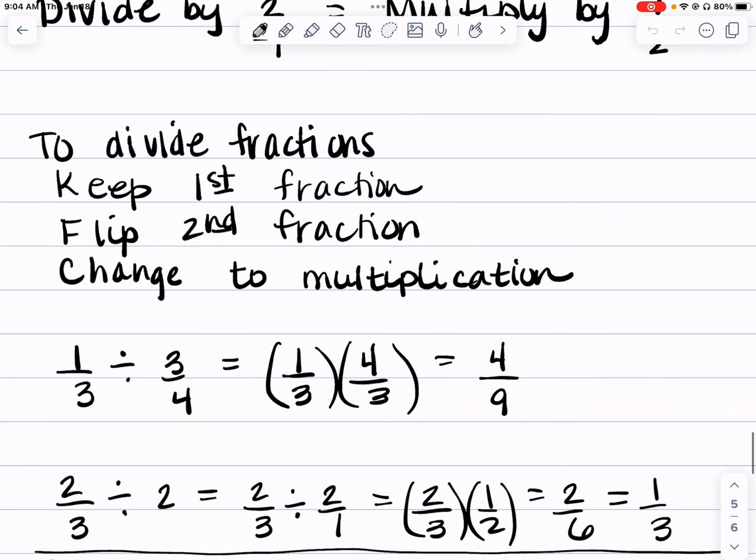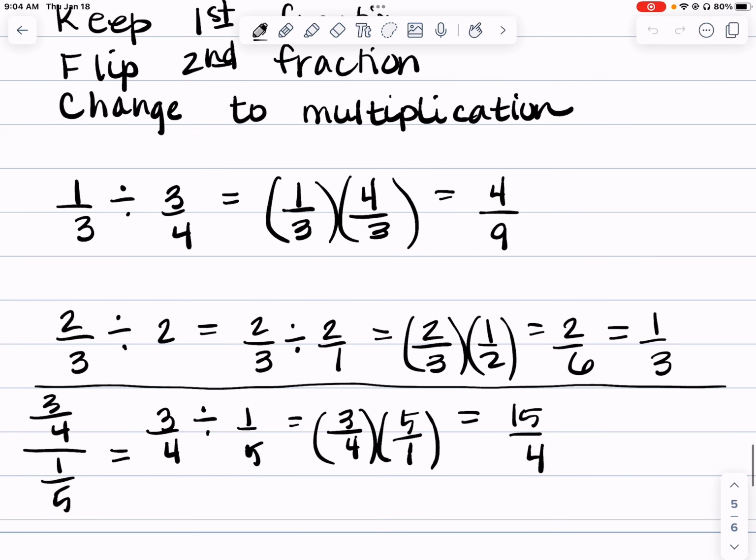To divide fractions, we keep the first fraction, we flip the second fraction, and we change it to multiplication. So 1/3 divided by 3/4 is 1/3 times 4 over 3, and we multiply straight across. 1 times 4 is 4, 3 times 3 is 9.